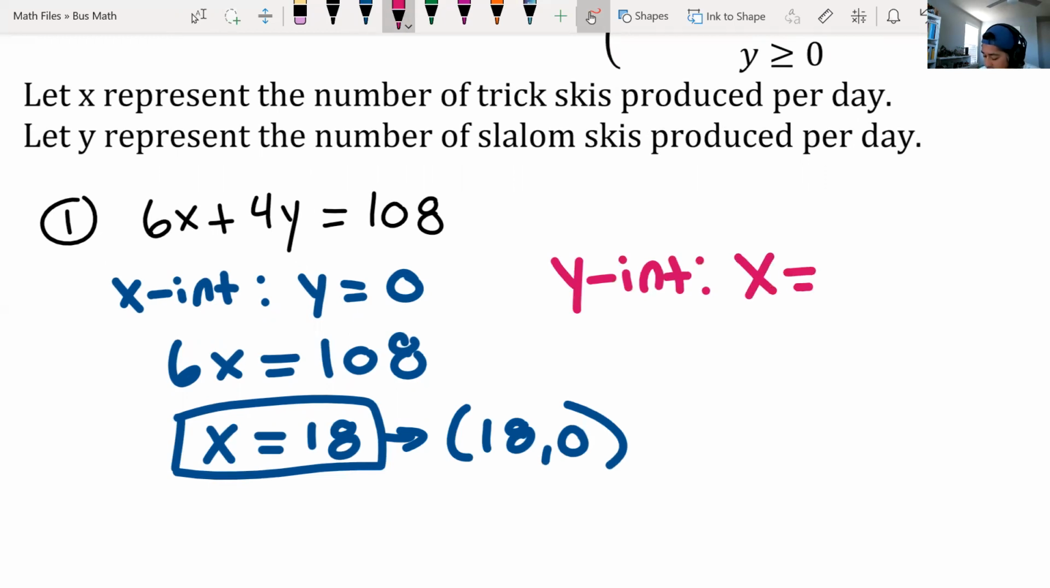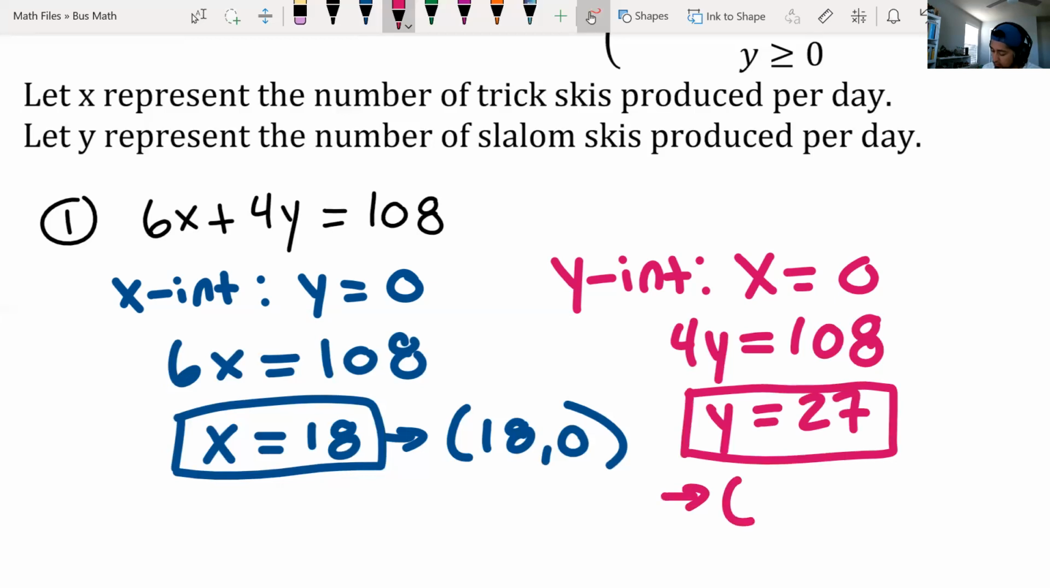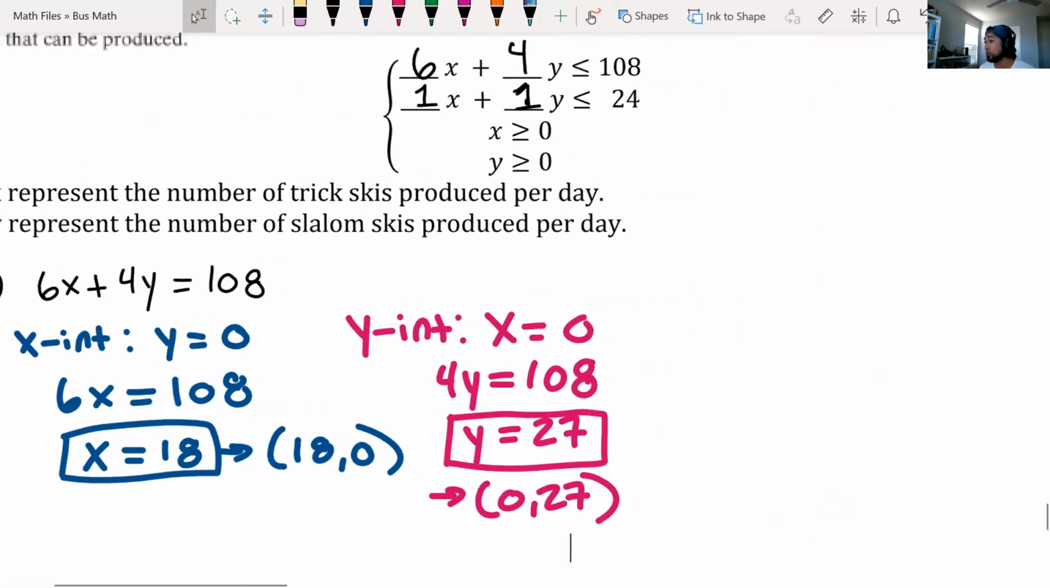And then for the y-intercept, you let x equal 0, and 4y equals 108. Divide by 4, and we'd get 27. This would be the point 0, 27. Okay, so that's the x-intercept and y-intercept for the first equation.